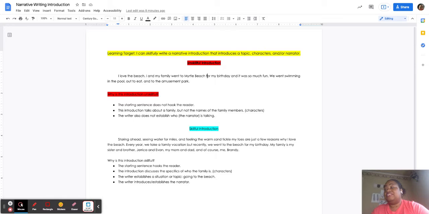So, what makes this introduction unskillful? Not the events that they talked about. Now, some of the events that they put here, like this sentence, can go in one of the body paragraphs. But we're going to talk about why this introduction is unskillful. For starters, the starting sentence does not hook the reader. We are in fifth grade. And to be good writers in fifth grade, starting our writing off with I love the beach is not really skillful. While that may be true, you need to think about how you can introduce that topic where it's going to hook the reader and want the reader to read more.